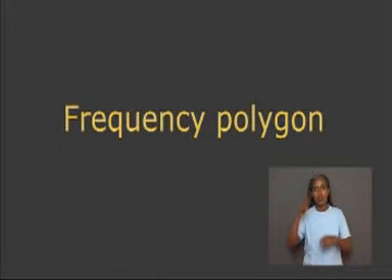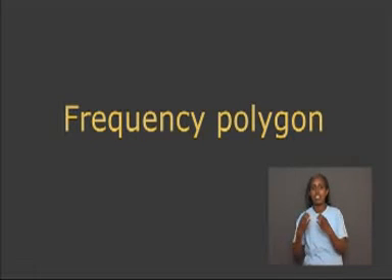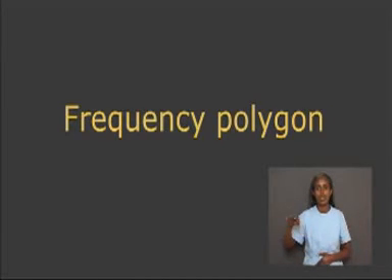Another way to represent grouped data is by drawing a frequency polygon. When you draw a frequency polygon, you plot the midpoints of the class intervals on the x-axis and the frequency on the y-axis. Then, you join these points together by using consecutive line segments.